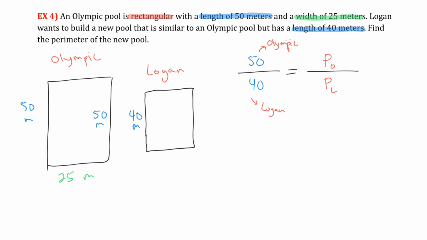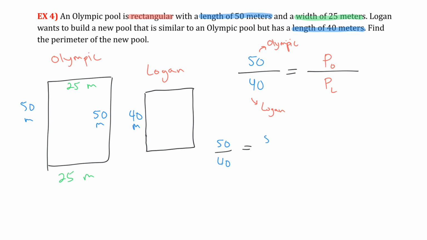So I have 50 meters on the other side, and I'm also going to have 25 meters on the top side. To find the perimeter of the Olympic pool, all we need to do is just add all these numbers together. And I can actually go ahead and do it right inside the numerator here. So taking a moment, the left fraction remains the same. I'm not doing anything with it. So 50 divided by 40 is equal to the perimeter of the Olympic pool.